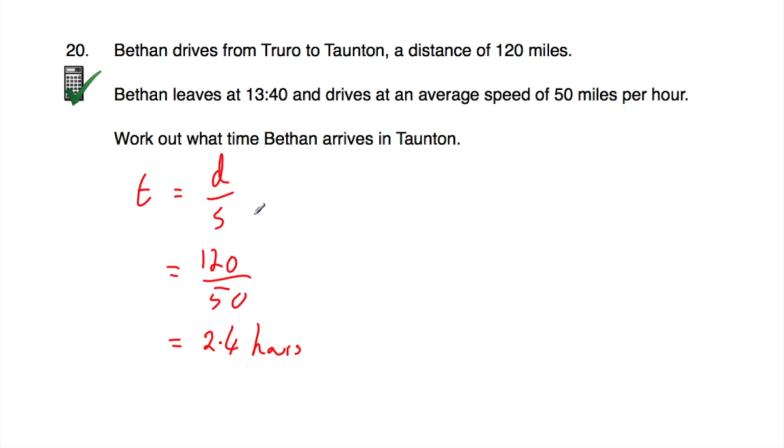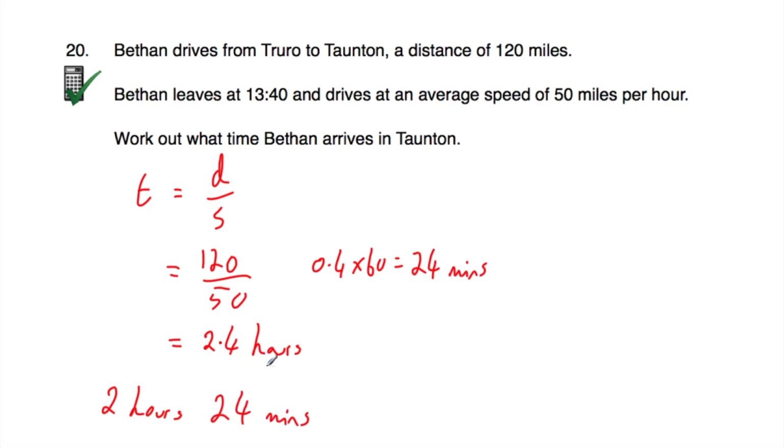Okay, so that's fantastic. Now, because we're dealing with time here and we know she leaves at 1:40, it'd be quite nice if we had this as 2 hours and so many minutes. So we know it's going to be 2 hours because it's 2 point something. And then to change the 0.4 into minutes, we'll do 0.4 times 60, and that's equal to 24 minutes. So that means it's going to take her 2 hours and 24 minutes.